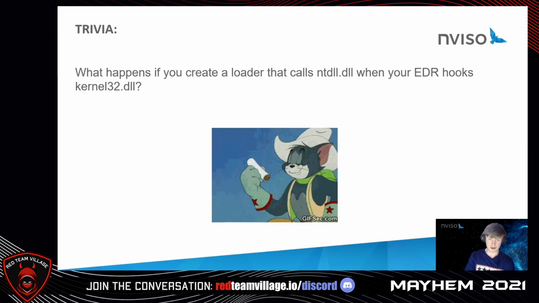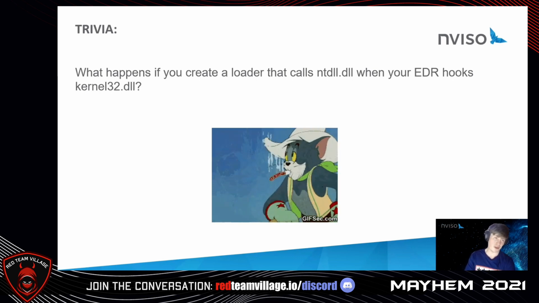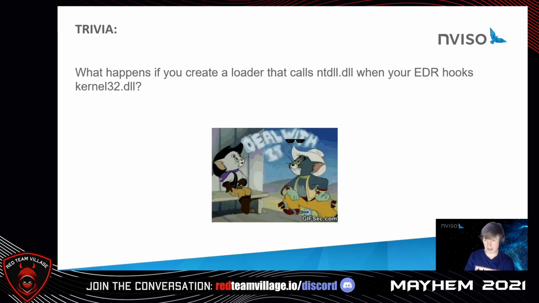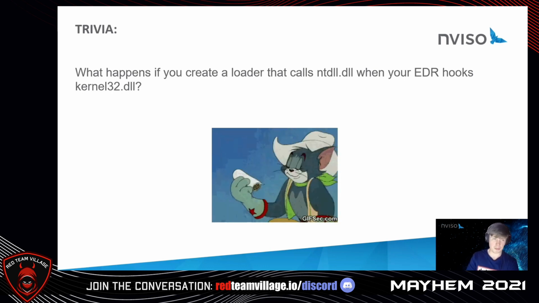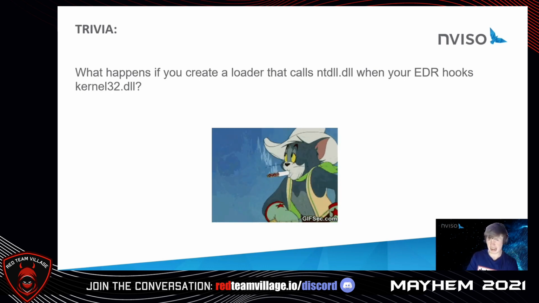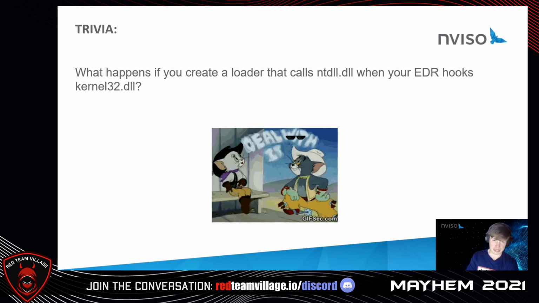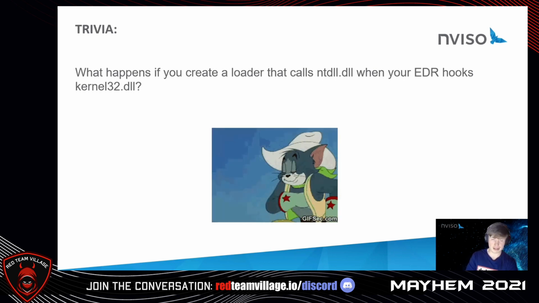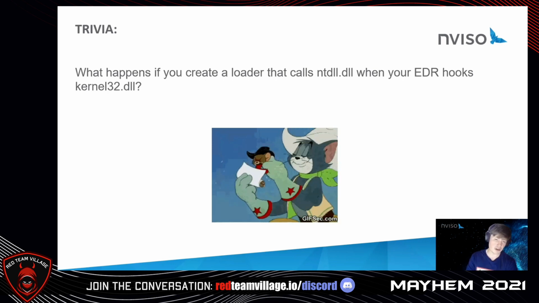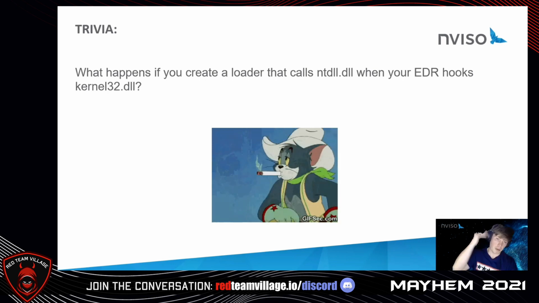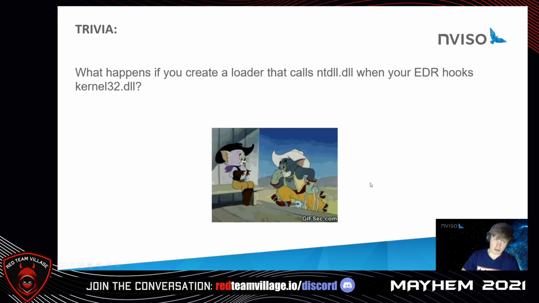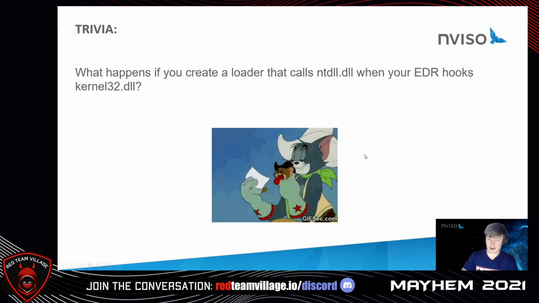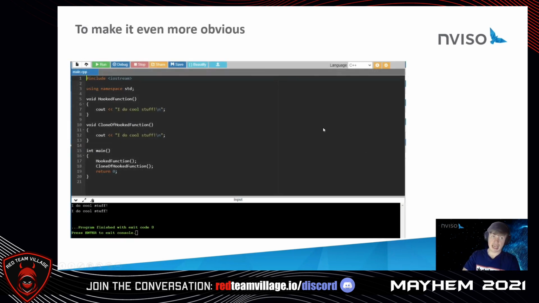Unfortunately, this is a pre-recorded stream, so I don't have the chat or the audience with me at time of recording, but I hope it makes sense for most of you if you paid attention to what I'm saying, that if your EDR would hook kernel32.dll and you call NTDLL.dll directly, you would actually bypass the EDR hooks because they're hooking at a level above you and you're actually calling something below that. So the EDR would be blind to your Win32 API call. Hope that makes sense.